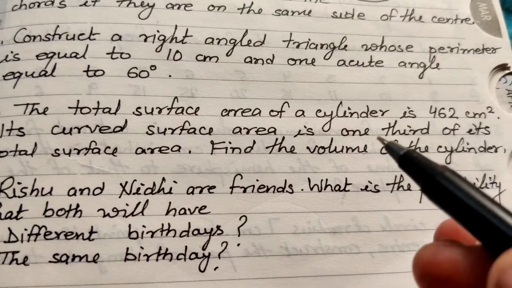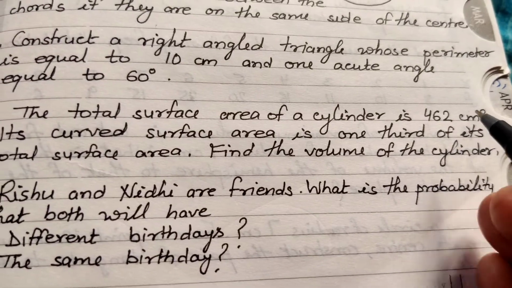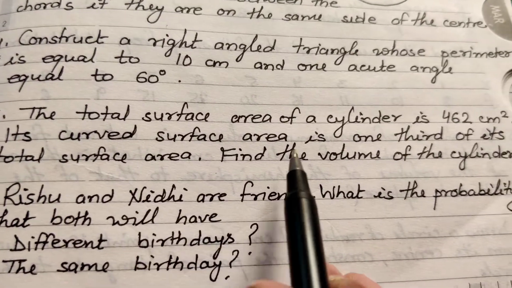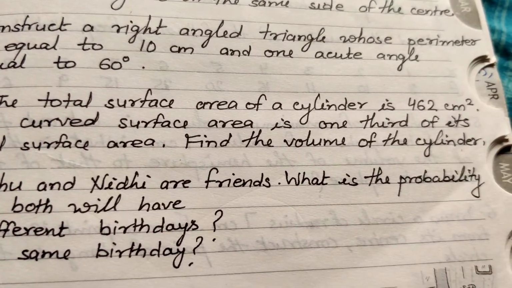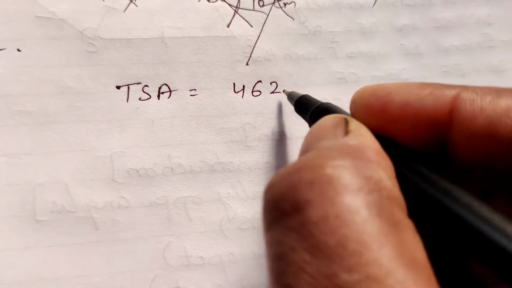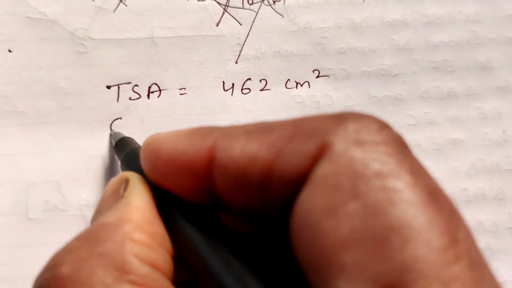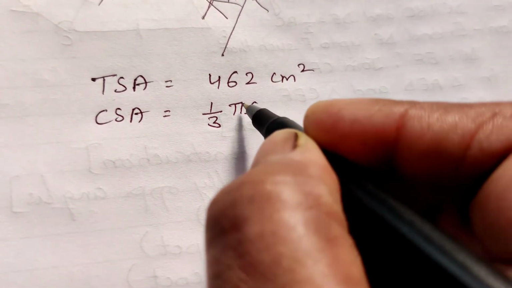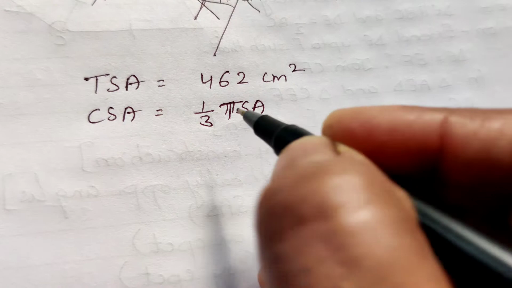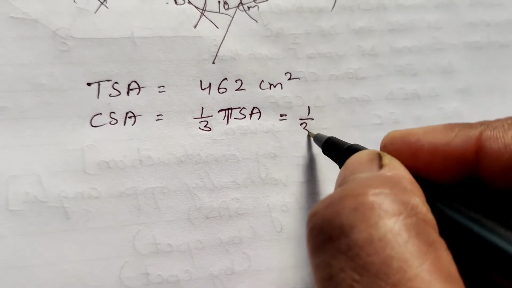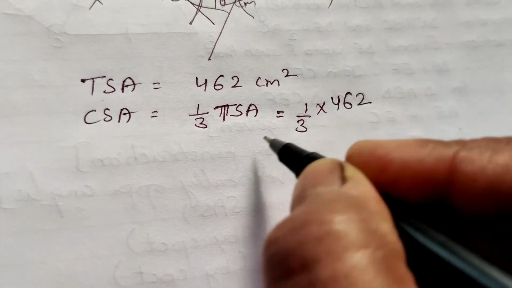Question number 5. The total surface area of a cylinder is 462 centimeter square. Its curved surface area is 1/3 of its total surface area. Find the volume of the cylinder. The total surface area of the cylinder equals 462 centimeter square and the curved surface area is 1/3 of the total surface area. It means 1/3 of 462.